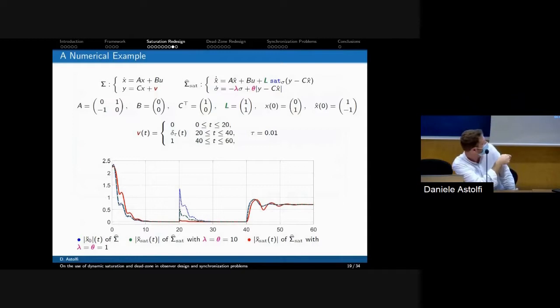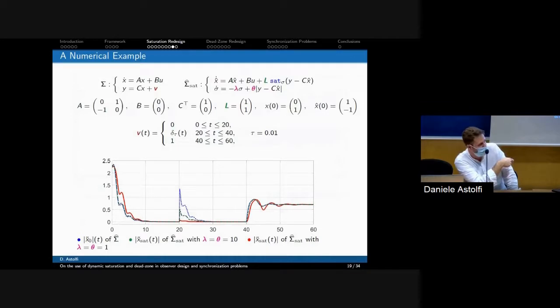What we see at the beginning is the effect of the initial condition. In blue, there is the original observer, and green and red are the redesigned ones with different choices of parameters, just to compare what happens when we select different parameters. We see that the transient behavior at the beginning is a little worsened with respect to the blue line, and this is because of the saturation. So in general, we degrade the transient performance a little.